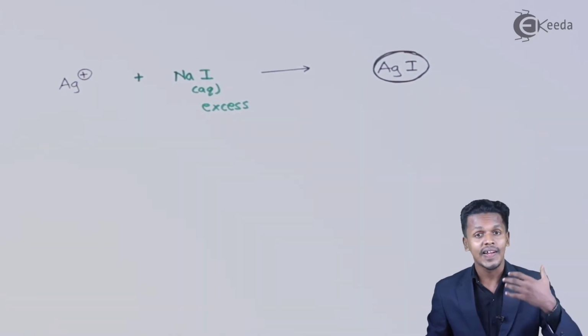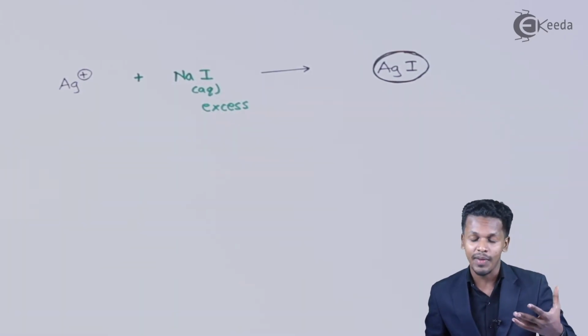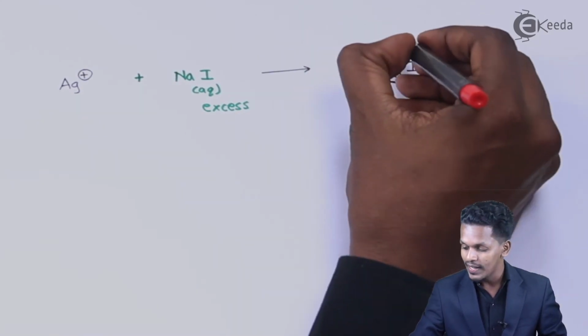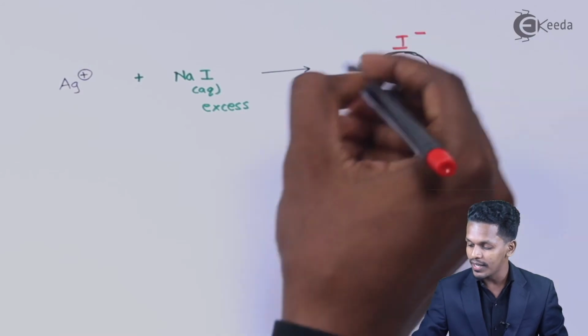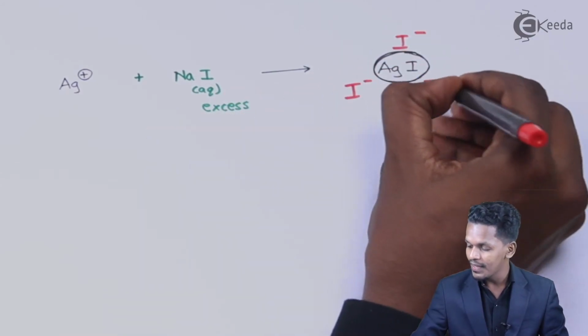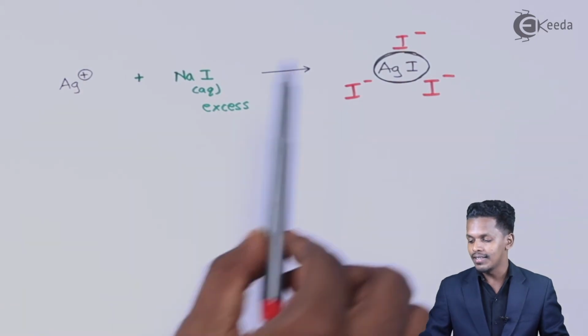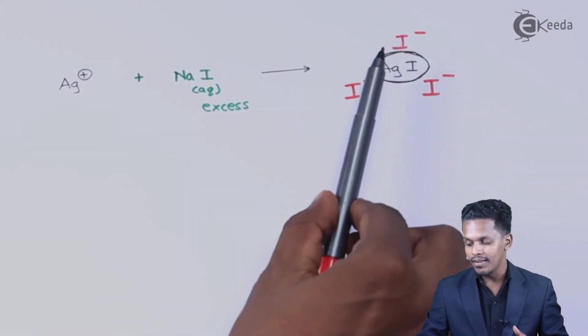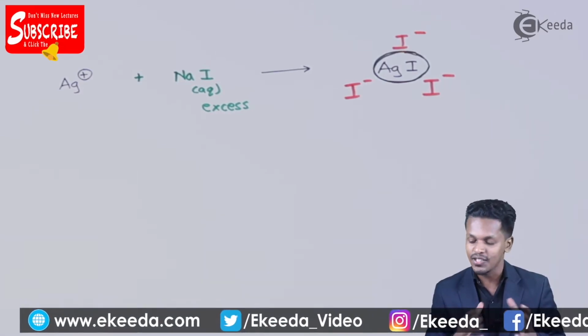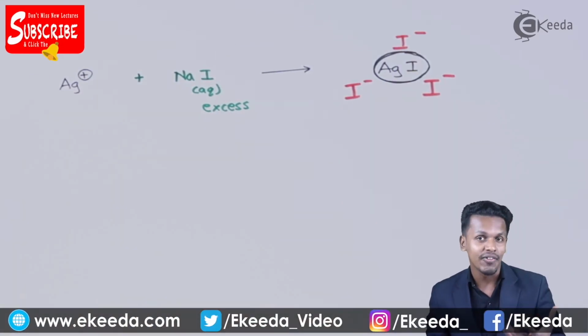Obviously, there would be more amount of I minus, and because AgI has been produced, and because of the common ion that we know, that is I minus, it will be surrounding the AgI particles. This is how the AgI particle will be surrounded by a negatively charged species, that is I minus, and that is how the particle gets negatively charged.